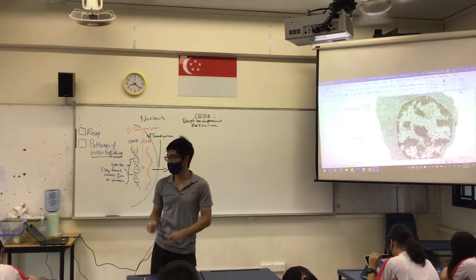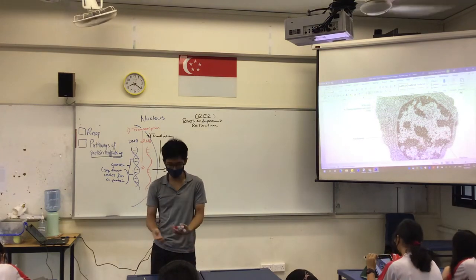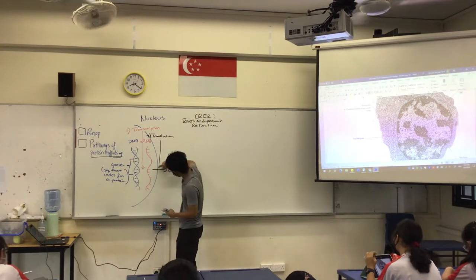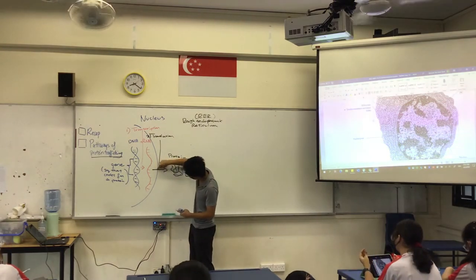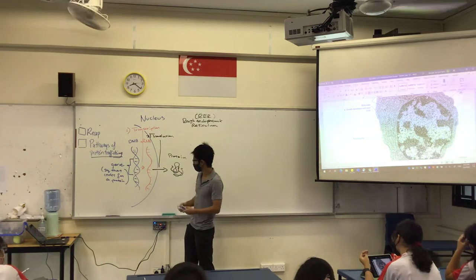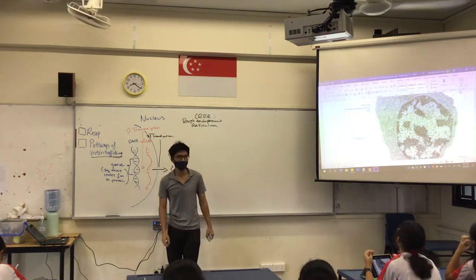These pores are how the mRNA can get out of the nucleus. Yeah, we say that mRNA needs to get out of the nucleus. Well, it needs to get out through pores. You don't bash your way through the nucleus.